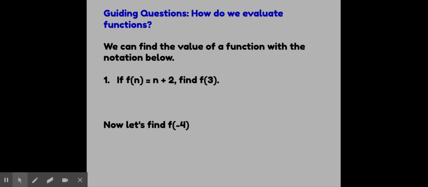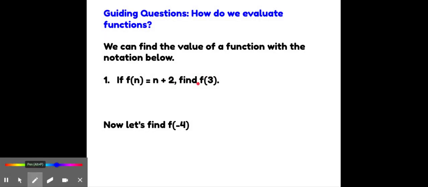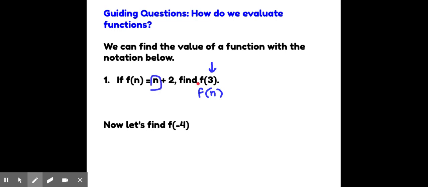Okay, so now we flipped it over and we're looking at this particular question. It says we can find the value of a function with the function notation below. It says if f of n equals n plus 2, find f of 3. So what that means is we're going to take the 3, because that's what's in spot of the n, and we're going to replace it into the function for the n to find out what our value of f of 3 would be. So how we do that is we would just write f of 3.